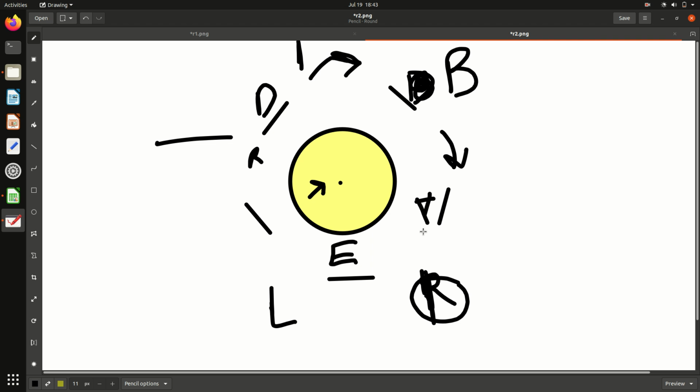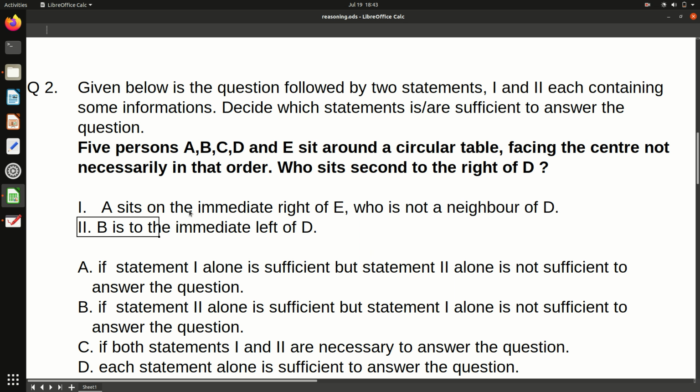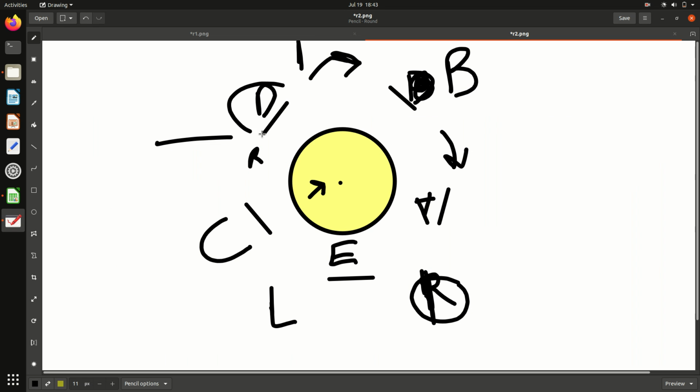So we got four positions: E, A, B and D. The only remaining is C, so C will be here. So we got all the positions. I hope it is clear. Now to solve the question, who sits second to the right of D, we can say it for certain. D is here, now we are confirmed, and its right is this direction. Second to the right means first and then second. So E will be second to the right of D.